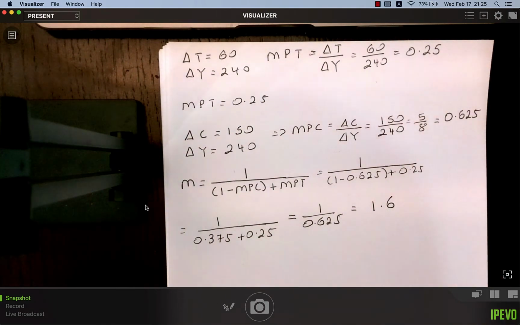Now, again, what does that mean? Any initial injection into the circular flow of income will cause national income to rise by 1.6 times that initial injection. Again, guys, I really hope this helps.